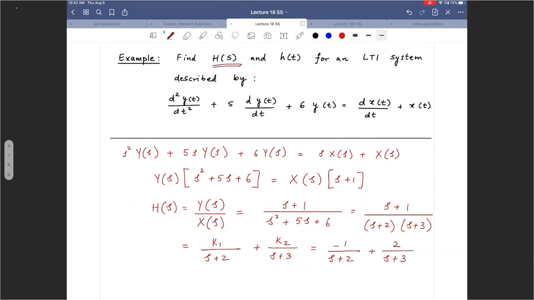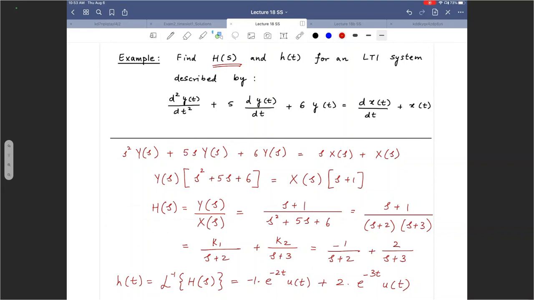That's your first goal. Now h of t, which is the inverse Laplace of H of s, is going to equal, for negative 1 over s plus 2, negative 1 multiplied by e raised to negative 2t u of t, plus 2 e to the minus 3t u of t. So by simply using the Laplace transform pair for 1 over s plus a, we have written the impulse response here. So we did this as well.